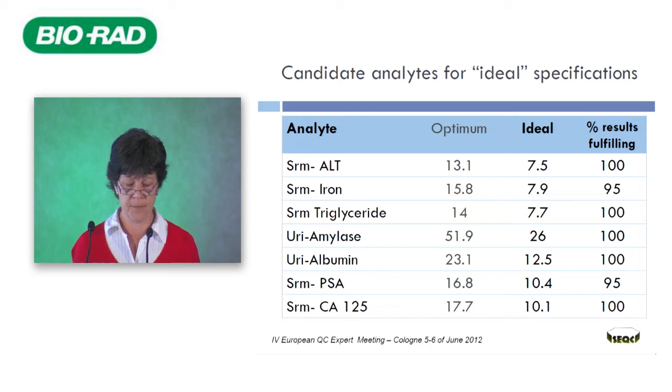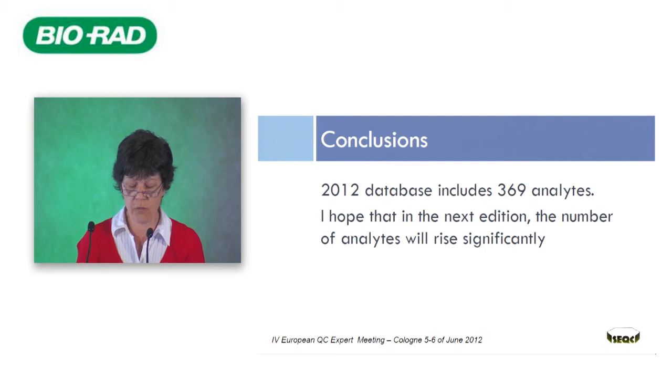And finally, in conclusions, biological variation components are well known for 369 analytes. However, the service catalog of a routine laboratory contains around 1,000 analytes. Thus, I encourage you to follow up this type of study, and I hope that in the next edition of the database, the number of analytes will significantly rise.